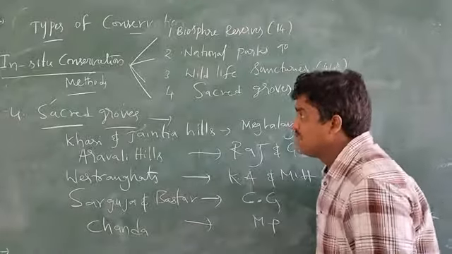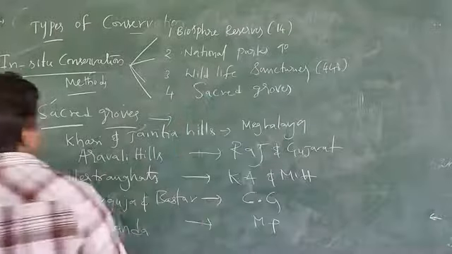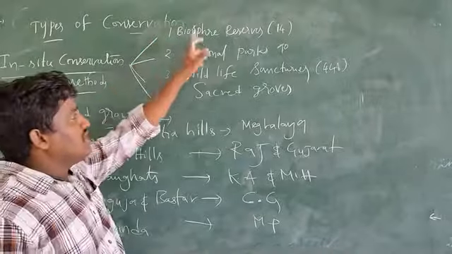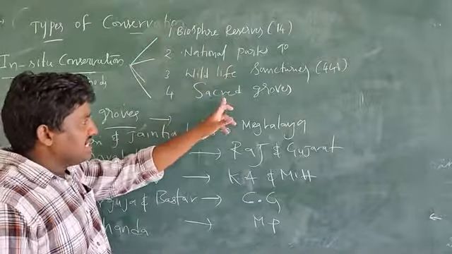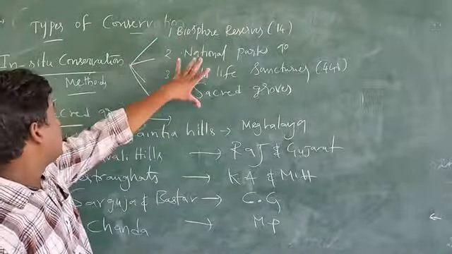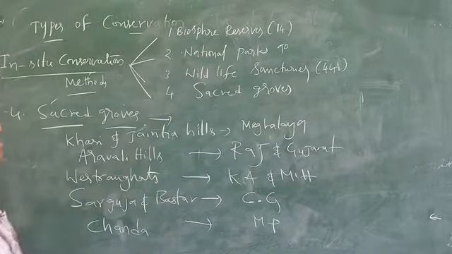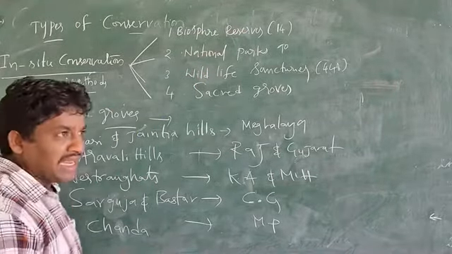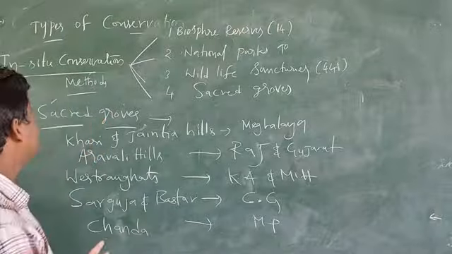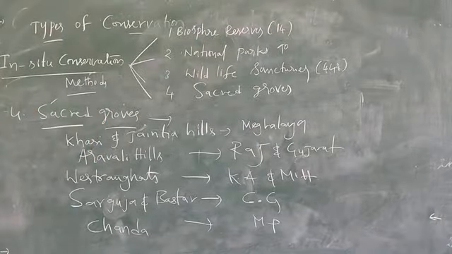So these are the in situ conservation methods: biosphere reserves, national parks, wildlife sanctuaries and sacred groves. These are four types of methods, so we are conserving the species naturally. These are the in situ conservation methods.